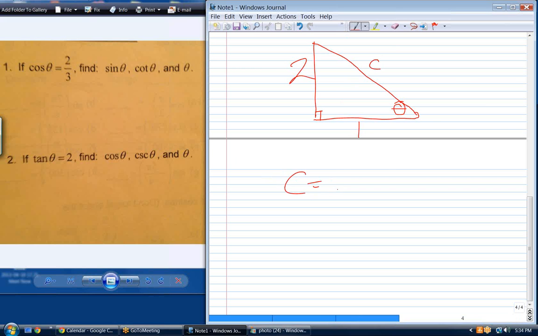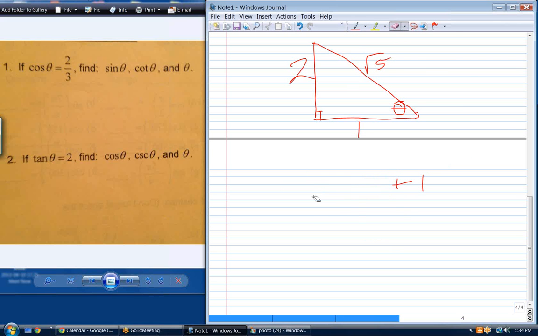Remember, c is the square root of 2 squared plus 1 squared. And it's plus because we're calculating the hypotenuse. Whenever you're calculating the hypotenuse, it's the sum of the squares of the other sides. Whenever you're calculating a side, it's the hypotenuse squared minus the other side squared. Yeah, so would it be square root 5 again? Uh-huh.